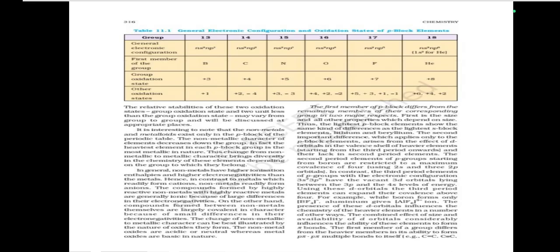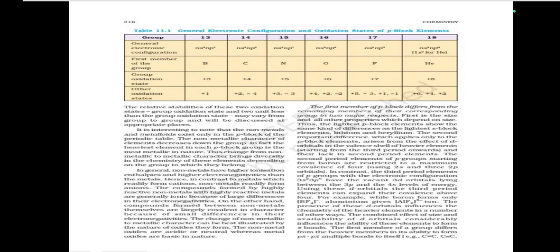This change from non-metallic to metallic character brings diversity in the chemistry of these elements, depending on the group to which they belong. Non-metals have higher ionization enthalpies and higher electronegativities than metals. Hence, in contrast to metals, which form cations, non-metals form anions. The compounds formed by highly reactive non-metals with highly reactive metals are ionic because of large differences in their electronegativities. On the other hand, compounds formed between non-metals themselves are largely covalent in character because of small differences in their electronegativities.